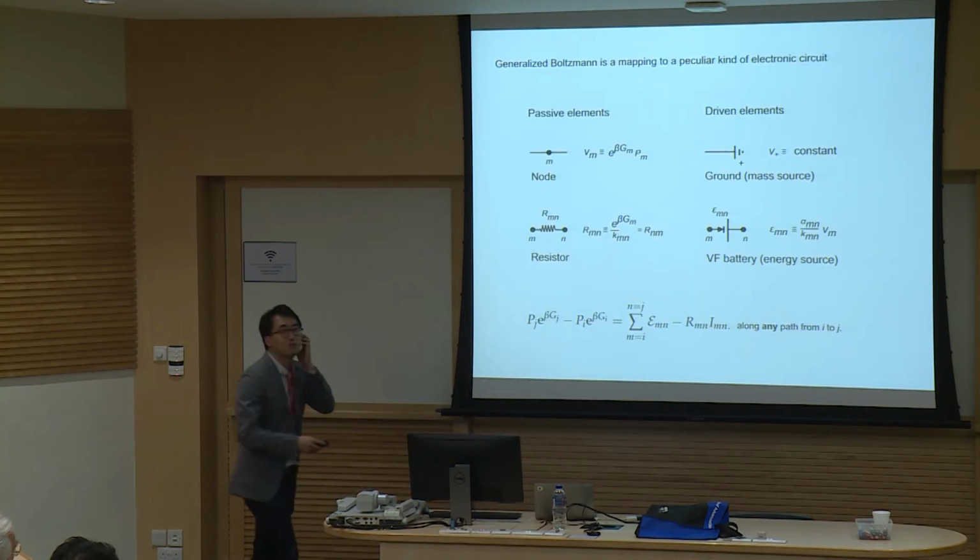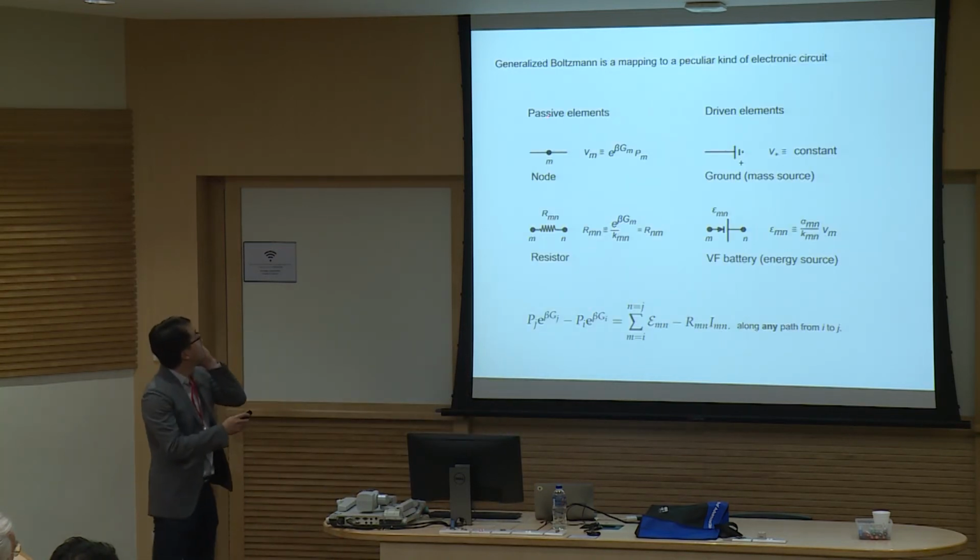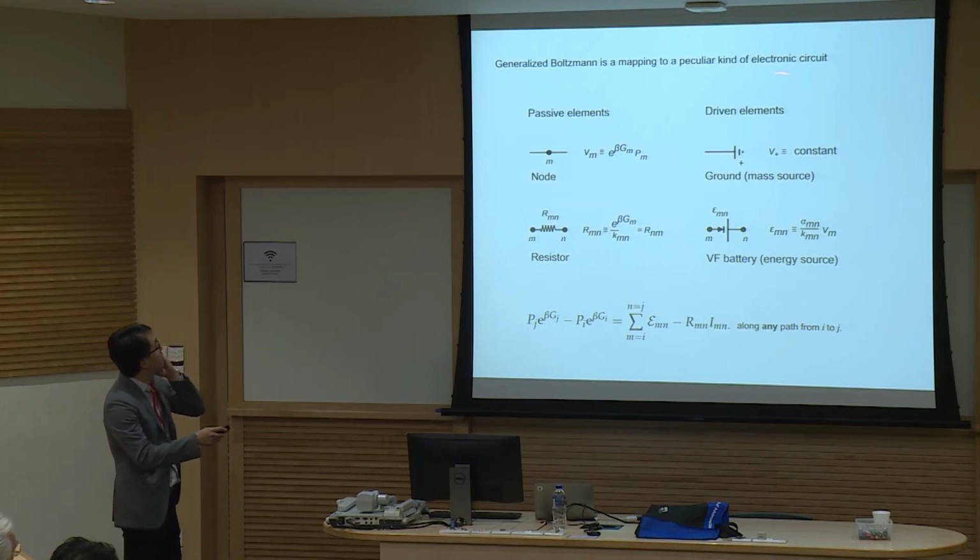So just a reminder, here's the mapping then. There are passive elements and there are driven elements. Okay, so the generalized Boltzmann distribution is a mapping to a very special kind of electronic circuit in state space. The passive elements are the actual voltages at a node, this is how you map. This is what the voltages are, and then the resistors, which are a function of only equilibrium constants, and this is how you define the resistors.